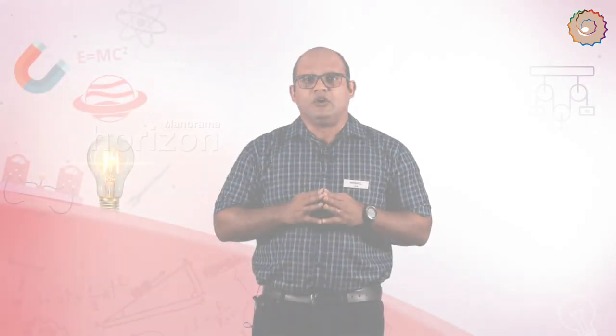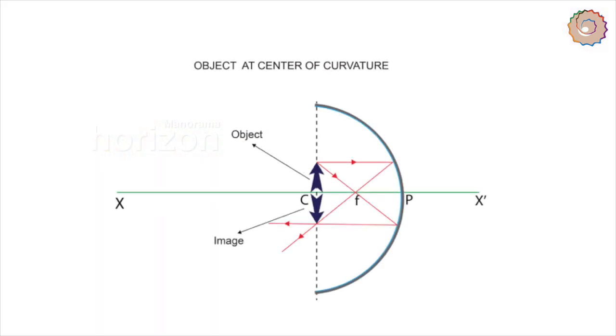Case 3. The object is at the center of curvature. Again, taking two principal rays, if we observe the behavior of these rays after reflection, we notice that they are intersecting at a point that is at the same distance as the object's distance from the mirror. So in this case, the image will form at the same point where the object is placed. Also, the image will be inverted. It will be real because the rays are meeting at a real point in space, and it will have the same size as the object. The image and the object will have the same size.